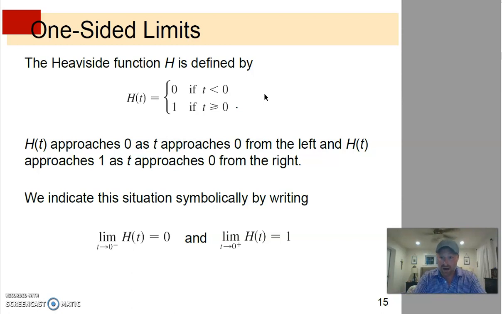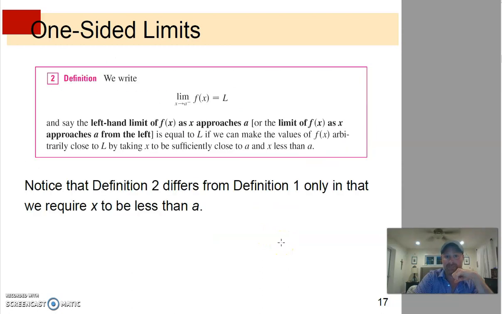Typically, in most cases, from either side of the function we would be approaching the same value, and the limit would in fact be the same. But here in this case, the limit of the function h of t as t approaches 0 from the negative direction equals 0. However, the limit of h of t as t approaches 0 from the positive direction is 1. Okay.